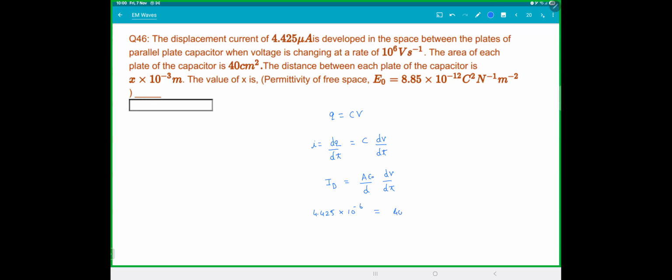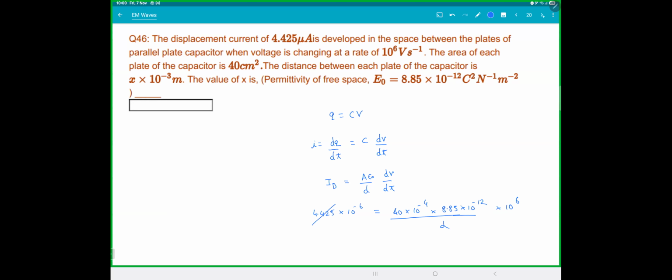Area 40 centimeter square, 40 into 10 power minus 4. Epsilon 8.85 into 10 power minus 12. Distance d, that's what you want to find. dV by dt 10 power 6. Substitute, solve, you get something.